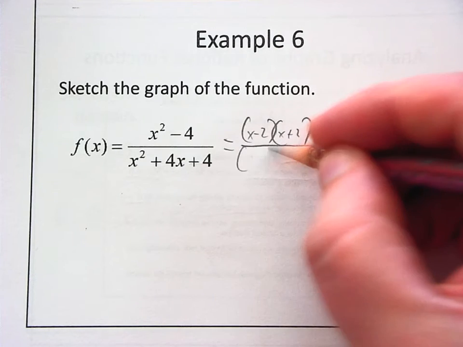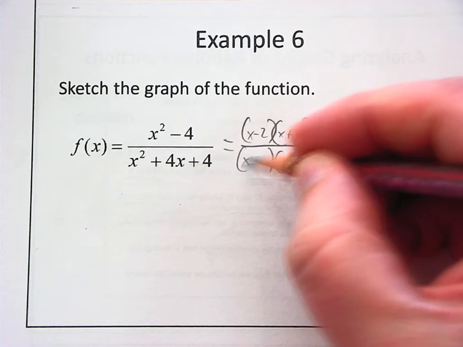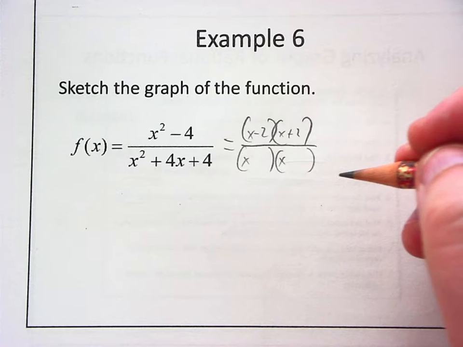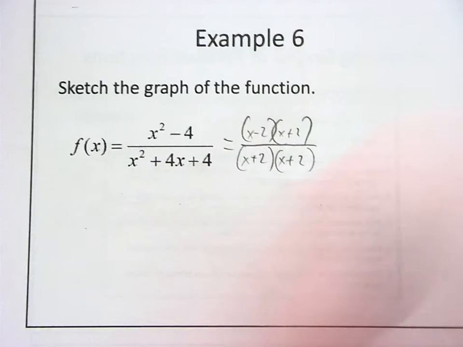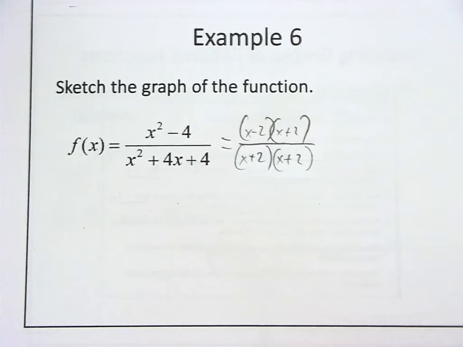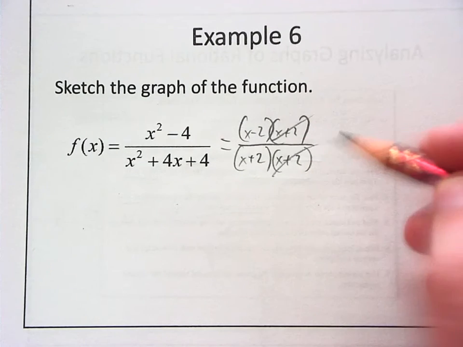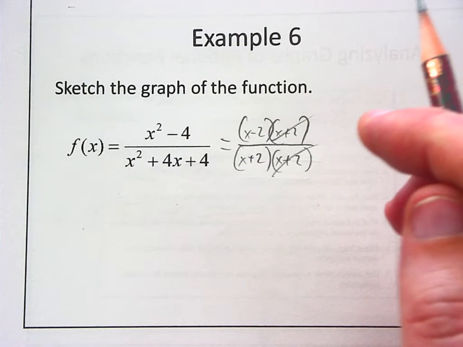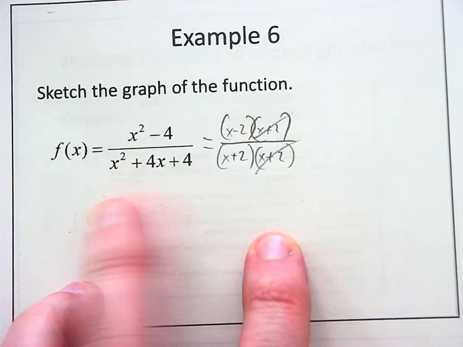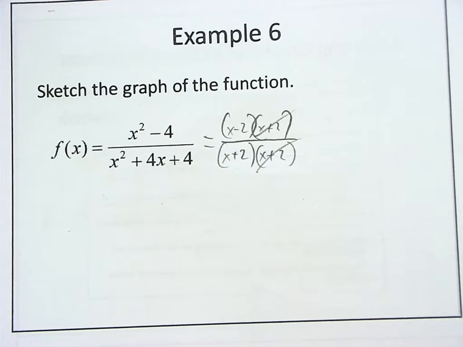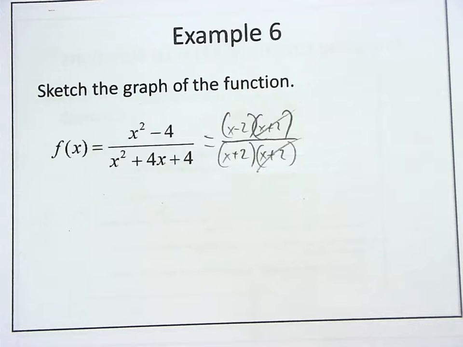What is the denominator going to factor into? x plus 2, x plus 2. What do you notice? You can cancel out one of the x plus 2's. And the behavior is going to be very similar between this original function and this simplified function. The y-intercepts are going to correspond, the x-intercepts are going to correspond, and so on and so forth. Okay?